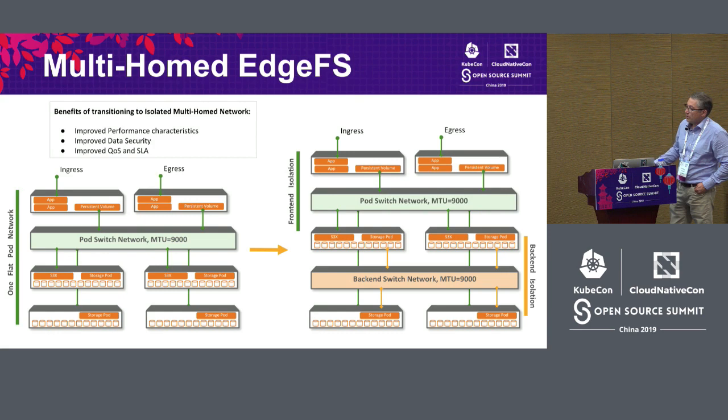So you see it's just one pod network. And now we're transitioning in this particular example to front-end isolation and back-end isolation. You can have more than 2 networks. It's configurable, it's flexible, and so on.